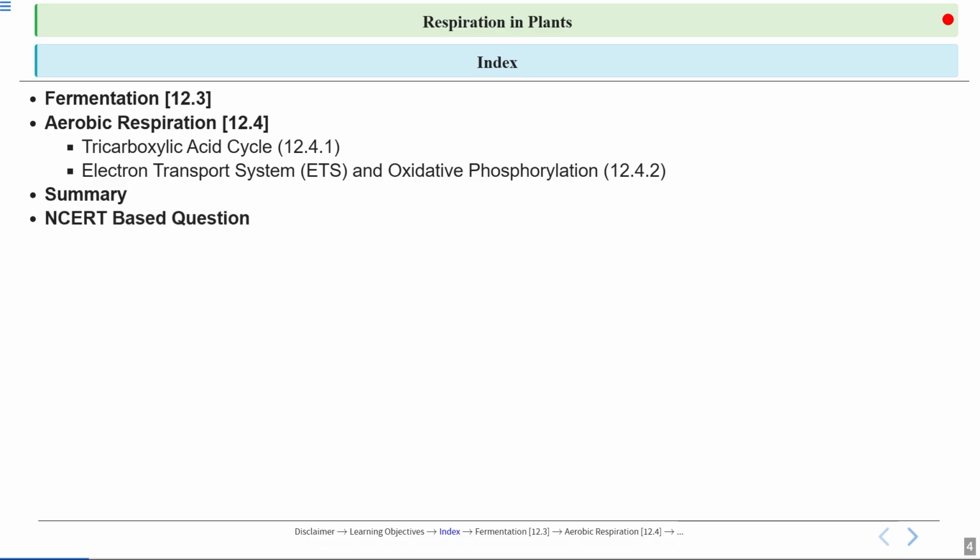Then we will look at some NCERT-based questions. Followed by this, we will look at some key notes to highlight the important points. Then we will have some interesting questions which will be for you to solve.